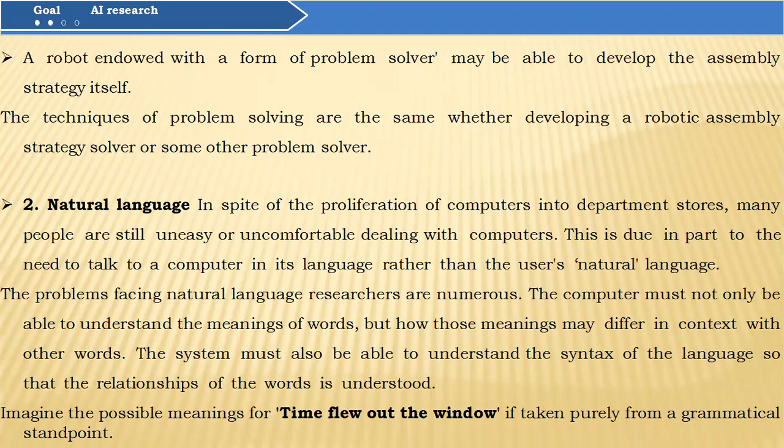The second factor here is natural language. See here, artificial intelligence, and here the natural language. Natural language means the robot should be able to obey the instructions of the human being, which he or she will be giving in his or her own language, either in Telugu or English or Hindi or Urdu or Kannada, whatsoever the language is. So the robot should be enabled to understand it. So how will it be able to understand?